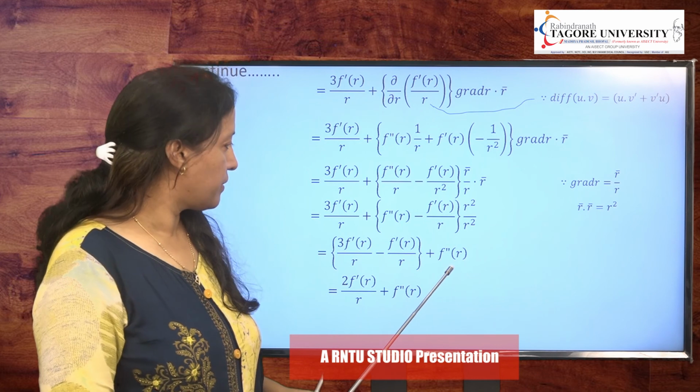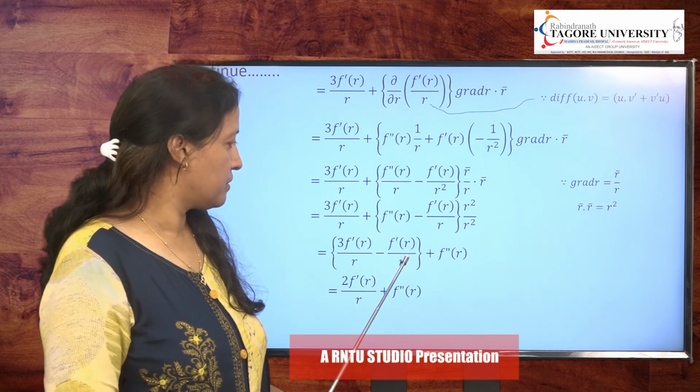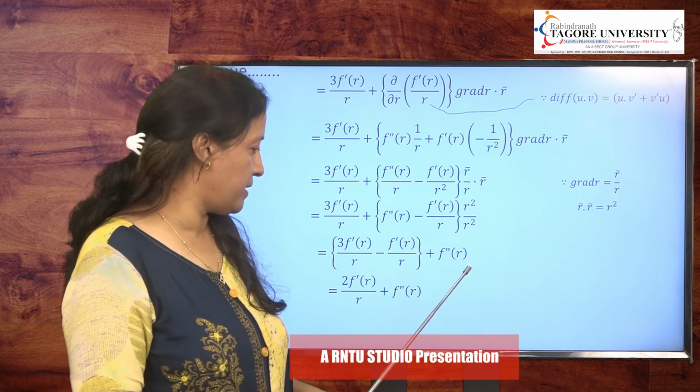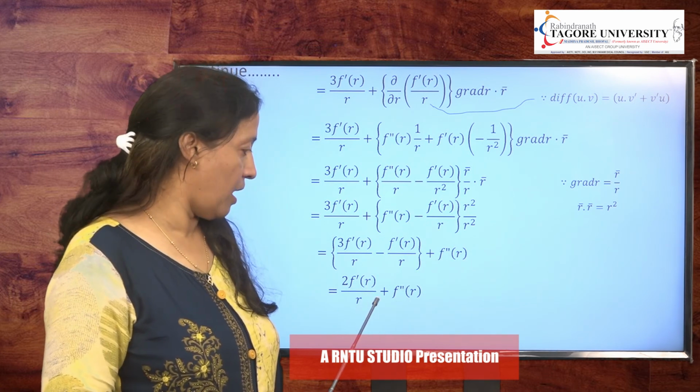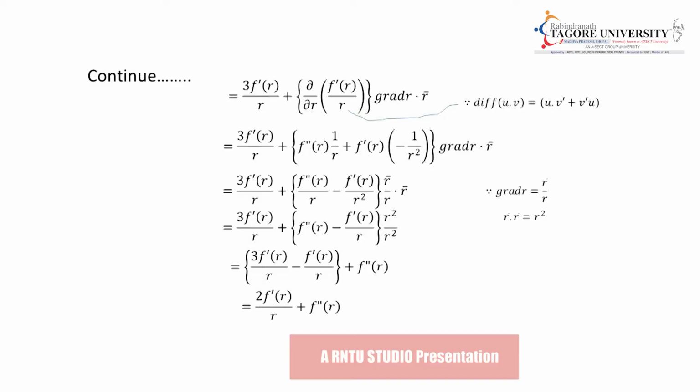Now taking this one in a bracket plus f double dash r. On solving this we get 2 f dash r by r plus f double dash r. Thus the left hand side is equal to the right hand side.